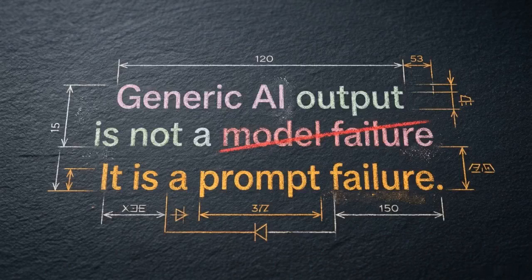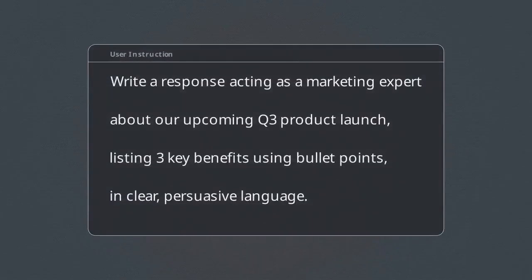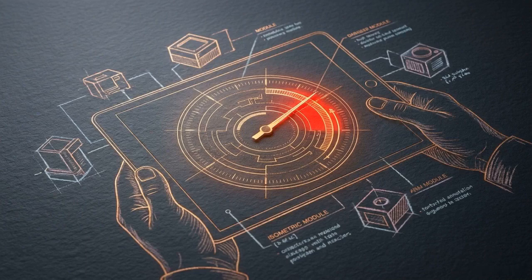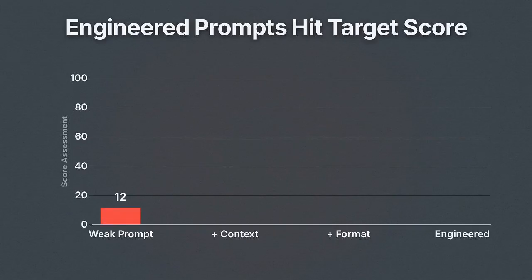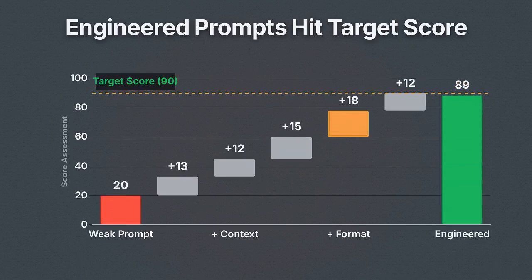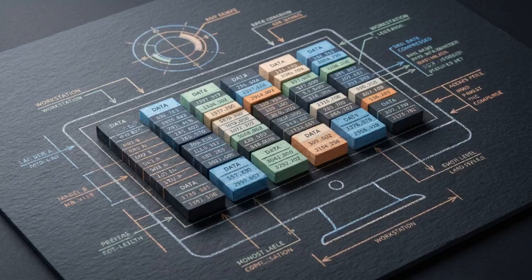Most generic AI outputs signal a breakdown in the instructions rather than a flaw in the model itself. The model is executing exactly what you ask. The problem lies in what you didn't say, the invisible gaps in your instructions. Today, we are going to fix that. We will take a weak, failing prompt and engineer it into a top-tier command using a free scoring tool. By hitting a target score of 90 out of 100, you stop guessing what the AI will give you and start guaranteeing an exact, usable output.